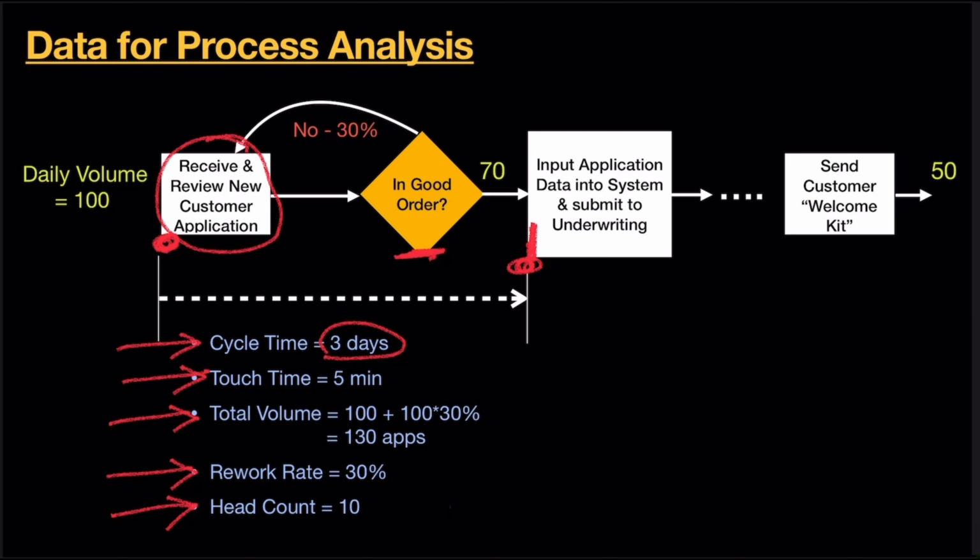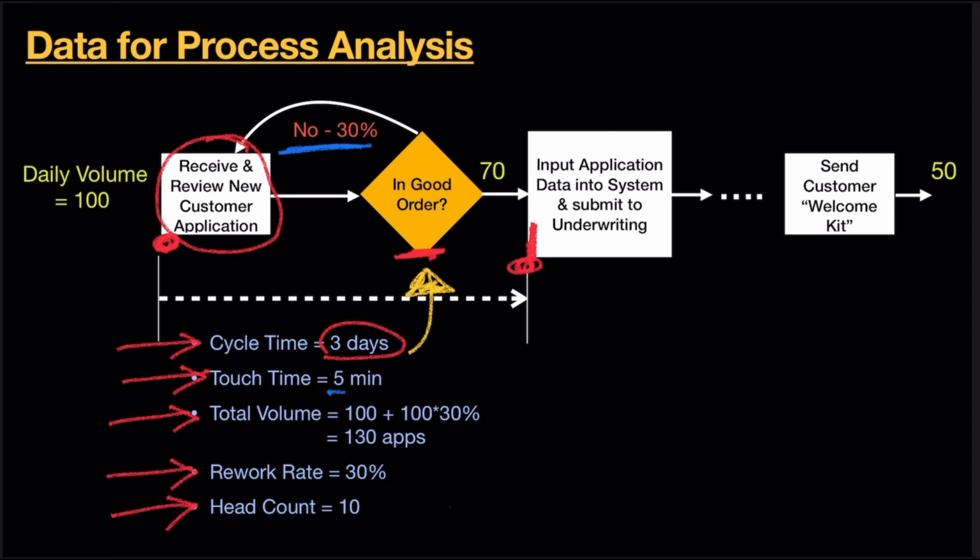Now, some of you may have guessed already why that may be. The biggest driver of the cycle time has to do with this inspection point. When you have inspection points, and in this situation, when roughly 30% of the applications coming in are considered not in good order, that just elongates your cycle time. I'll explain a little bit more in a few seconds.